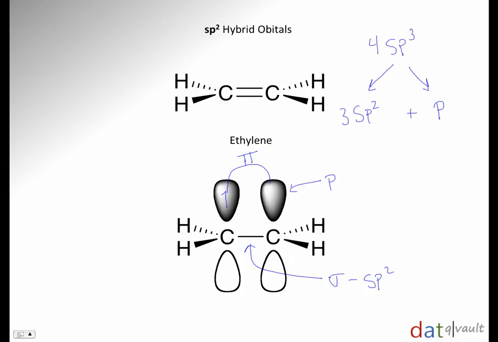Each of these p orbitals, remember, has 1 electron in it, and they're going to go into forming the second bond between these two carbons. So in ethylene, between the two carbons, we have 1 sigma bond and 1 pi bond, which comes from the interaction of p orbitals, not the interaction of any kind of sp hybridized orbital.